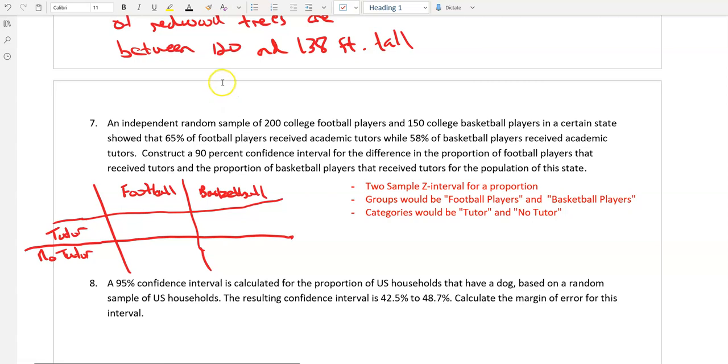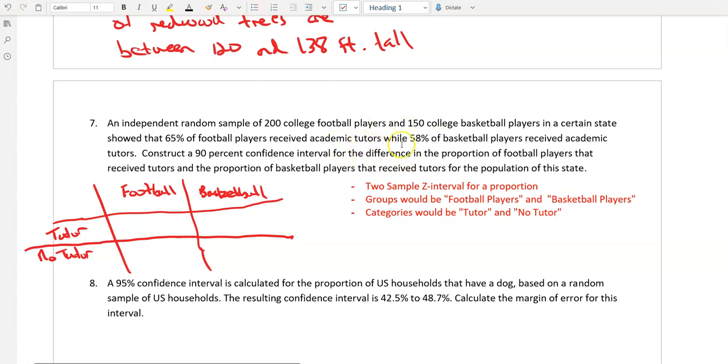Okay, for number 7, we have a sample of 200 college football players and 150 college basketball players. And it showed that 65% of college football players receive academic tutors, while 58% of college basketball players receive academic tutors. So we want a confidence interval for the proportion of football players that receive tutors and the proportion of basketball players that receive tutors for the population of this state.